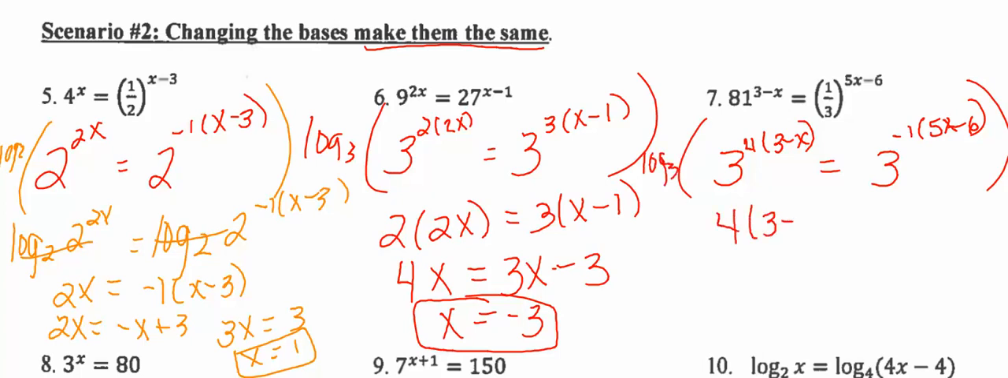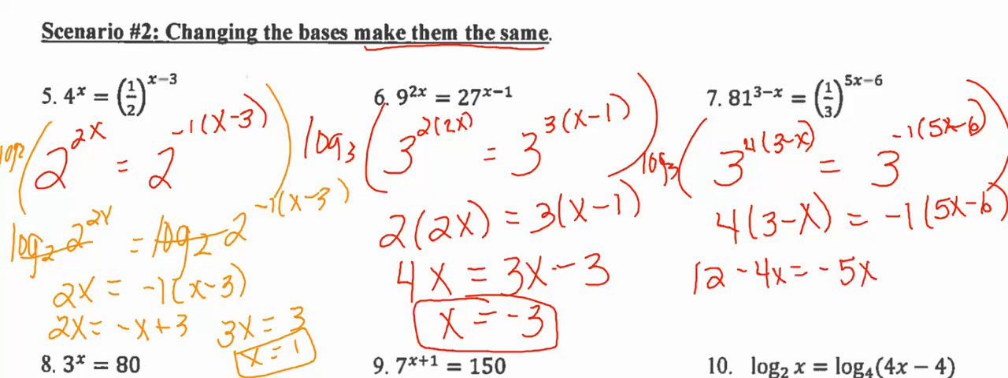So I'm left with 4 times the quantity of 3 minus x, and -1 times the quantity of 5x minus 6. So I'm left with 12 minus 4x equals -5x plus 6. I'm going to add 5x to the other side, and I get x. I'm going to subtract 12 from 6, and I get -6.